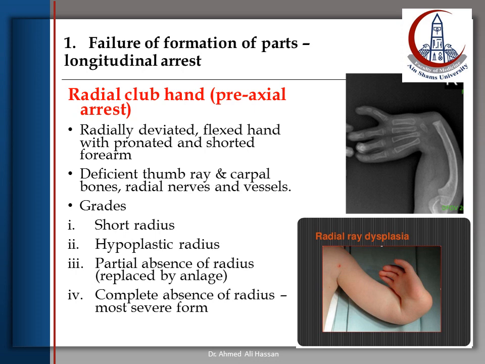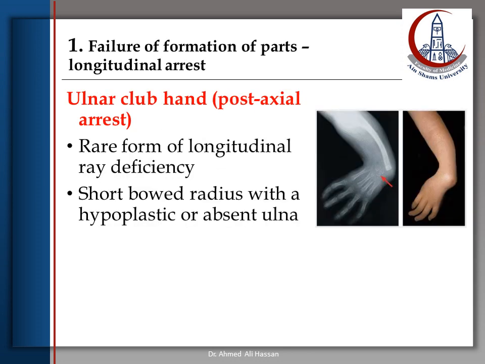Radial clubhand, the preaxial arrest, is characterized by a radially deviated, flexed hand with pronated and short forearm. A deficient thumb is a constant finding in radial clubhand. There is a deficient or hypoplastic thumb, and the carpal bones are affected, along with the radial nerve and vessels. It is classified into grades: short radius or hypoplastic radius, partial absence of the radius replaced by fibrous tissue, or complete absence of the radius, which is the most severe form.